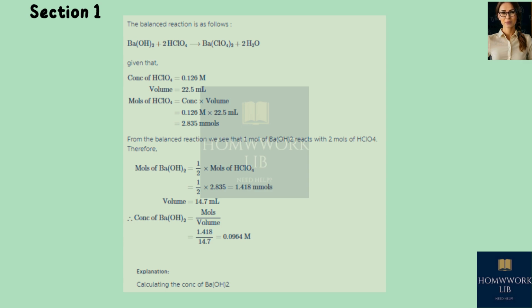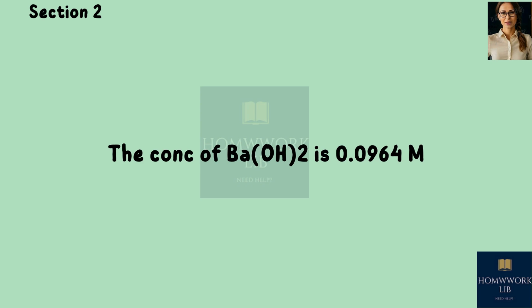Explanation: calculating the concentration of barium hydroxide. The concentration of barium hydroxide is 0.0964 M.